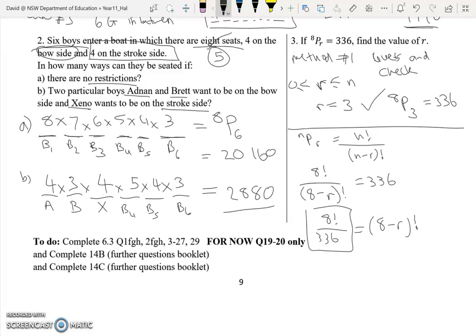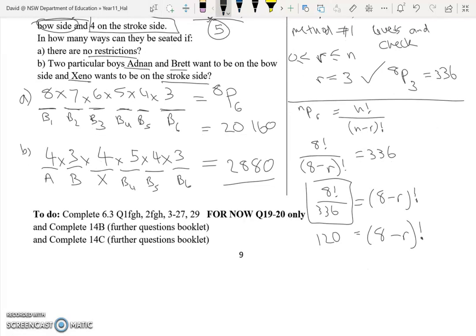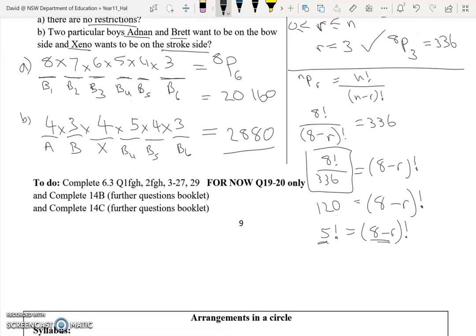Now I'm going to put this in my calculator, and I get 120 is equal to 8 minus r factorial. Now I'm going to make both sides in terms of factorial. So what factorial is 120? If you know your factorials by now, you'll know 5 factorial is 120. If not, you can guess and check in your calculator. So that means that the inside bits must be equal. So 5 is equal to 8 minus r. Bringing that across, r is equal to 8 minus 5, which is 3.